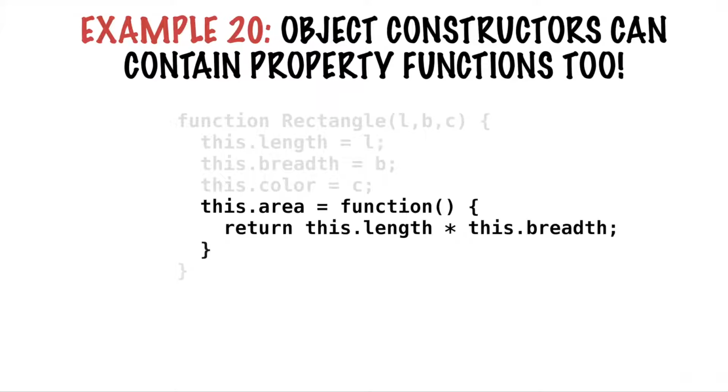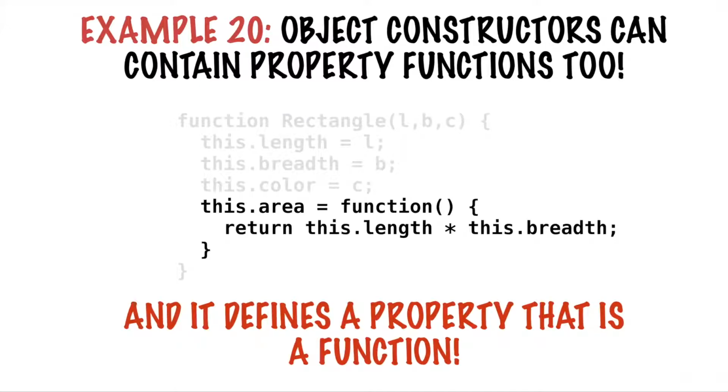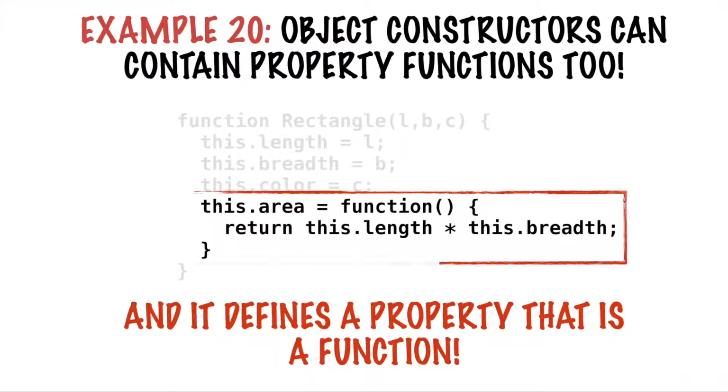Area is an object property whose value is a function which calculates the area of this rectangle by multiplying the length and breadth. This object constructor defines a property that is a function. That's the property that you see highlighted on screen. An object constructor defining a property that is a function, which means object constructors can contain property functions as well.